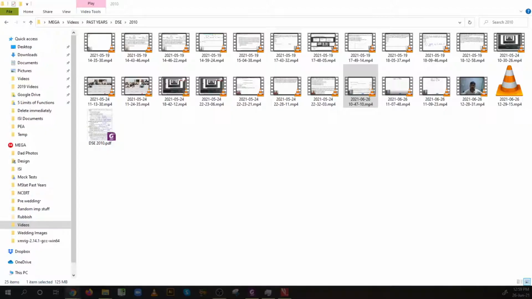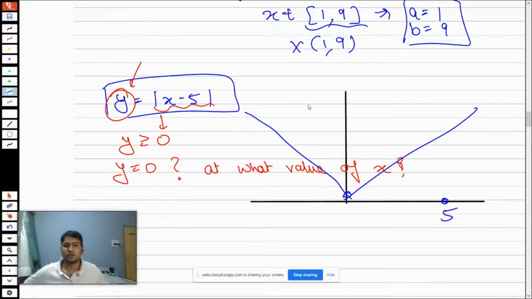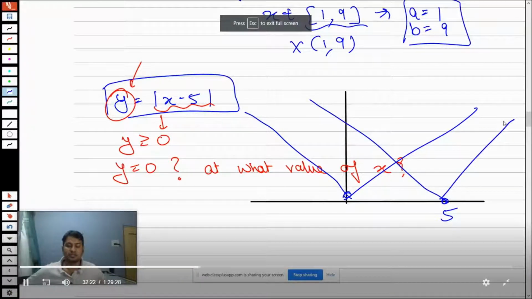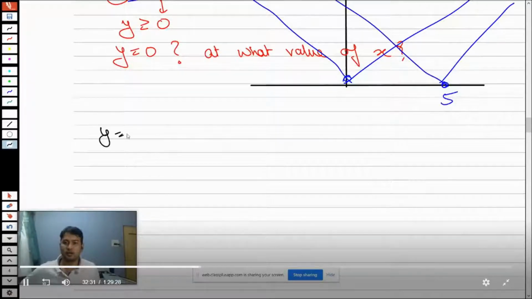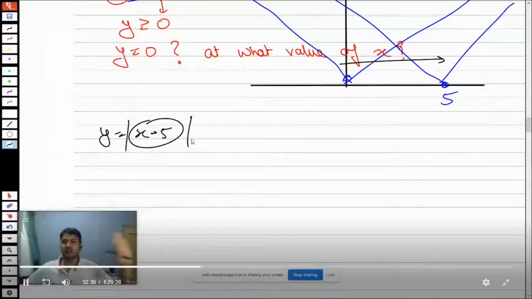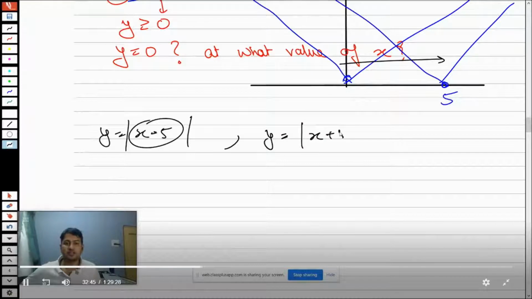5, right. So my original function used to look like this, which was becoming zero at the origin. But now this new function will become zero at 5. So that new function will basically look like this. So it's like you're shifting the function 5 units to the right. So y equals mod of x minus 5 is basically shifting the original function 5 units to the right, and y equals mod of x plus 5 is shifting it 5 units to the left. It will look like this.